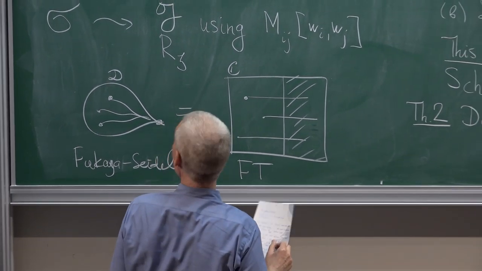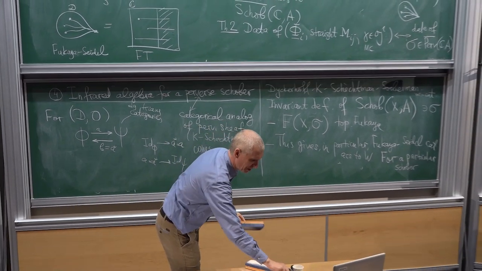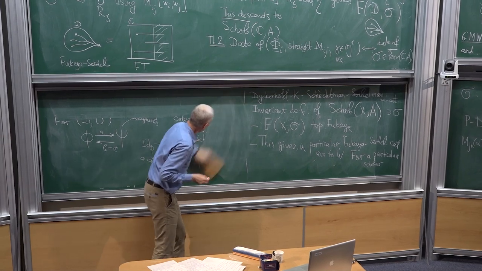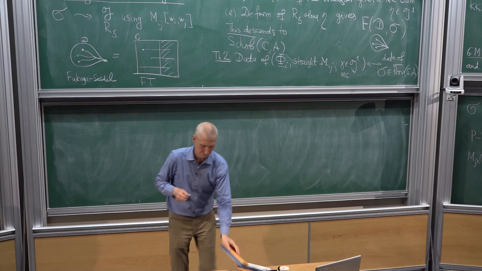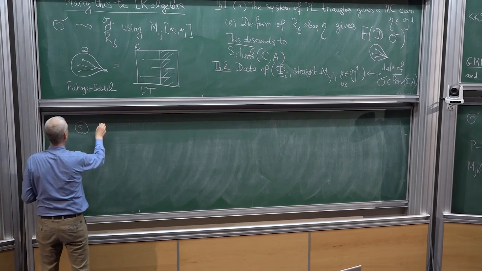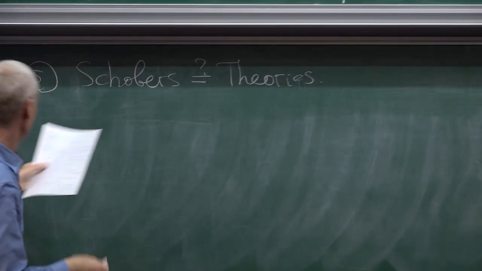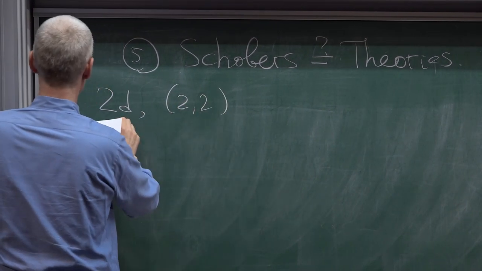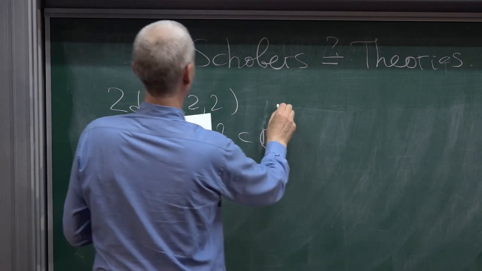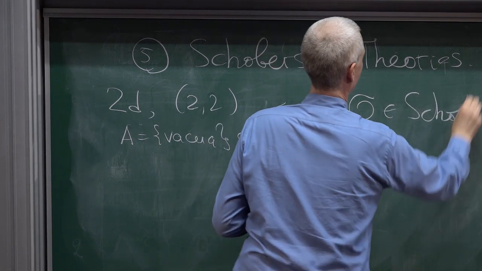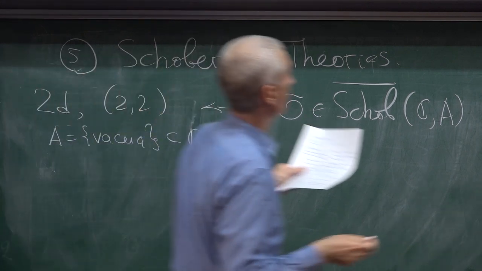So now I'm almost done. Let me just say a few words summarizing how we think about it. The summary would be that we want to say that Schobers are almost the same as theories. But which theories? Well, we say 2D N=2 supersymmetry and so on. The set A is a set of vacua, embedded into C, and corresponds to S in Schob. And for us, it seems more natural to consider this part. But now the question is, what about other theories? This is a very restricted type.